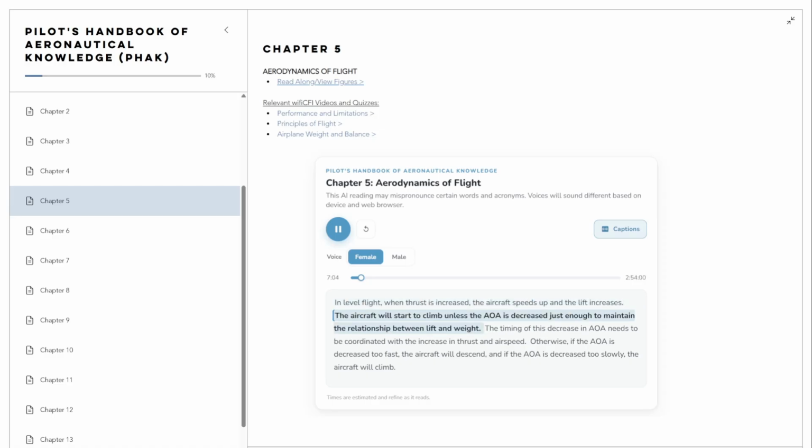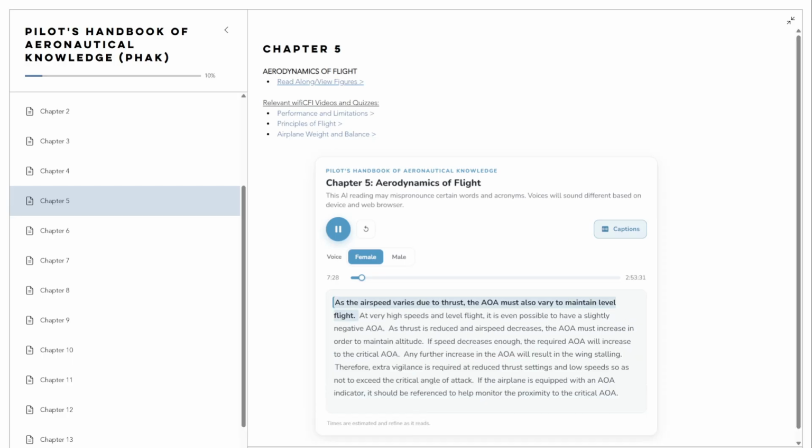The aircraft will start to climb unless the AOA is decreased just enough to maintain the relationship between lift and weight. The timing of this decrease in AOA needs to be coordinated with the increase in thrust and airspeed. Otherwise, if the AOA is decreased too fast, the aircraft will descend, and if the AOA is decreased too slowly, the aircraft will climb. As the airspeed varies due to thrust, the AOA must also vary to maintain level flight. At very high speeds in level flight, it is even possible to have a slightly negative AOA.